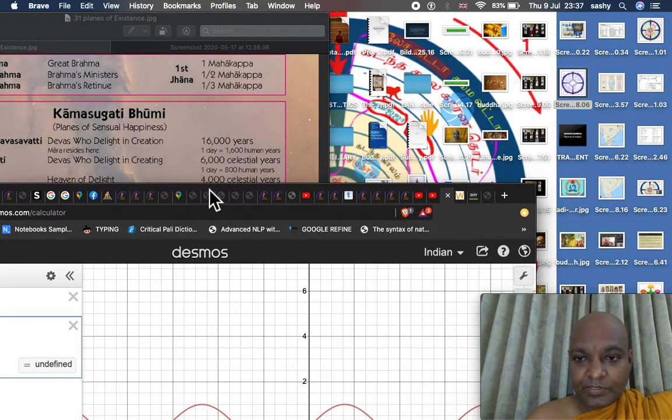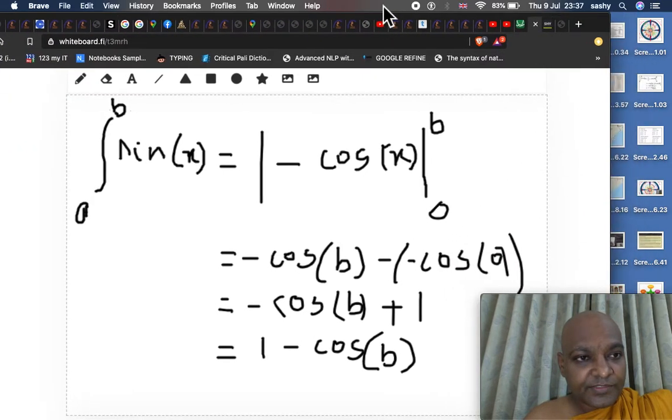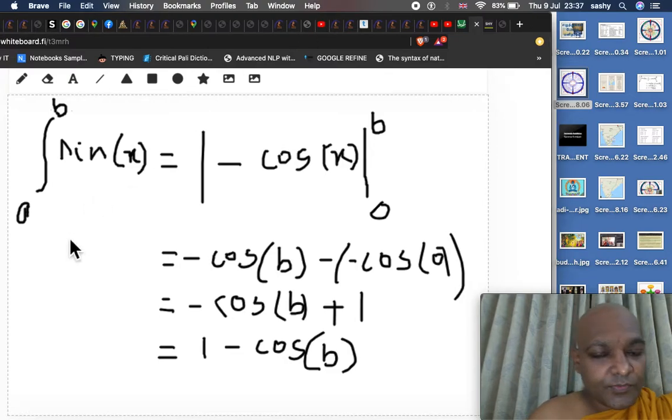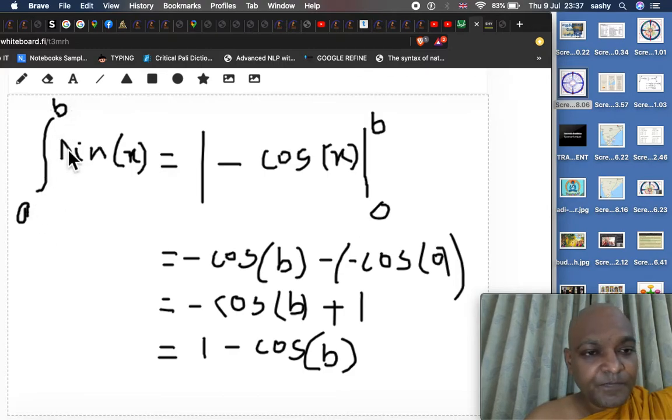I think I have done the math here, which is like this. Instead of going from 0 to infinity, for solving it we use 0 to b of sin x, which is equal to minus cos x from 0 to b. The lower limit is 0 and the upper limit is b. When we substitute 0 and b, it's minus cos b minus of minus cos 0, which is minus cos b plus 1, which is 1 minus cos b.